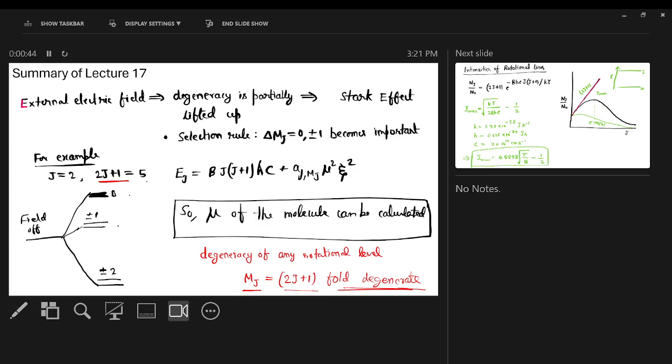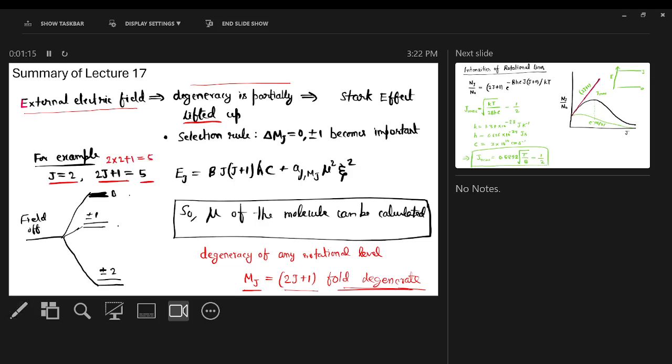Further, when we apply an electric field, it will lift off this degeneracy. What is the meaning of this lift up? Let's try to understand that with the help of one example. For J equal to 2 level, we will have 5-fold degeneracy, since 2 times 2 plus 1 is 5.